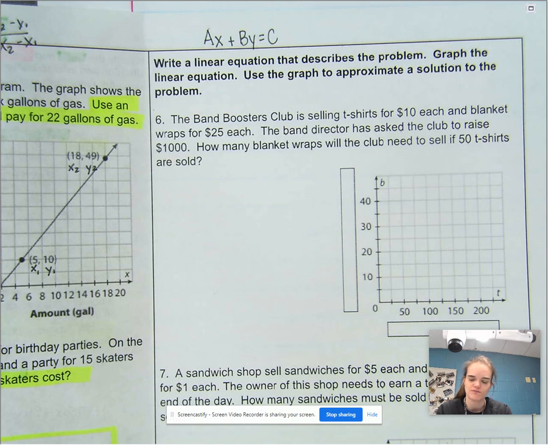So, number 6. The Band Boosters Club is selling t-shirts for $10 each and blanket wraps for $25 each. The band director has asked the club to raise $1,000. All right, we're going to go a little different with our colors. We're not going to use green for slope, and we're not going to use pink for the y-intercept. What we're going to do is just highlight the important information.